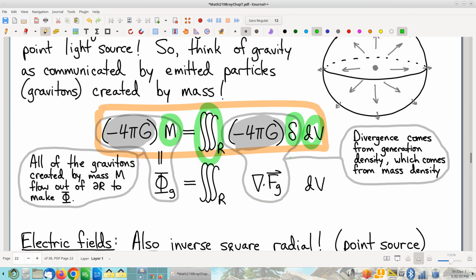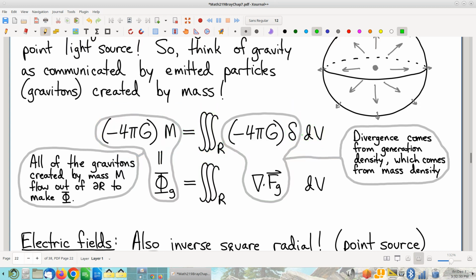All right. The left side, if you will, this equation right here, this is where I'm going to use the graviton metaphor. So remember, every little piece of mass, any given particle of mass, constantly shooting out gravitons, just like light bulbs are constantly shooting out photons.